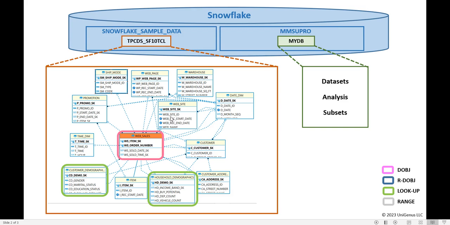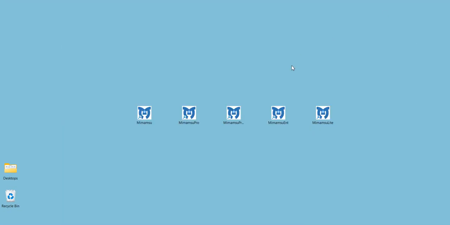For this example, we will map the web sales table as a web sales data object, and we will add customer demographic lookup association to web sales, as well as household demographic association with web sales. So now let's start the application.